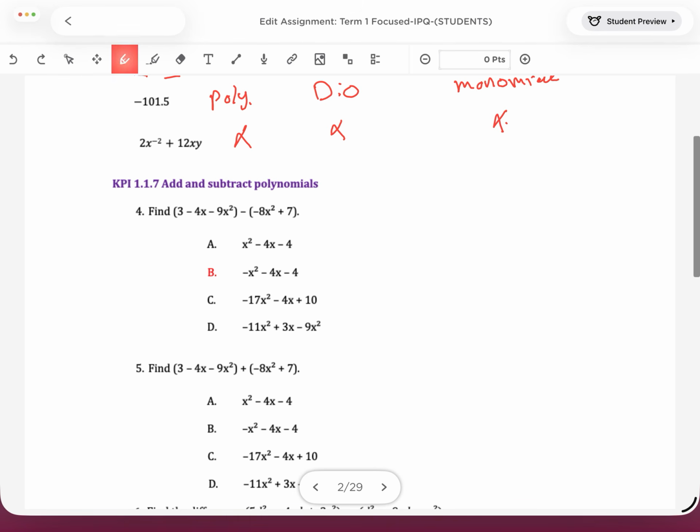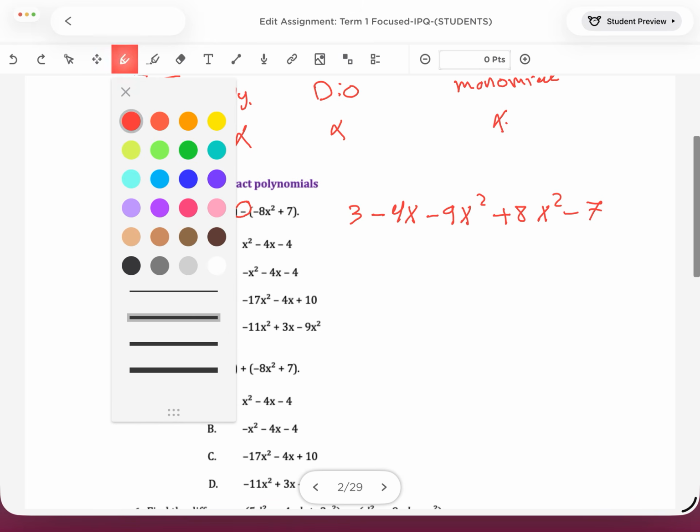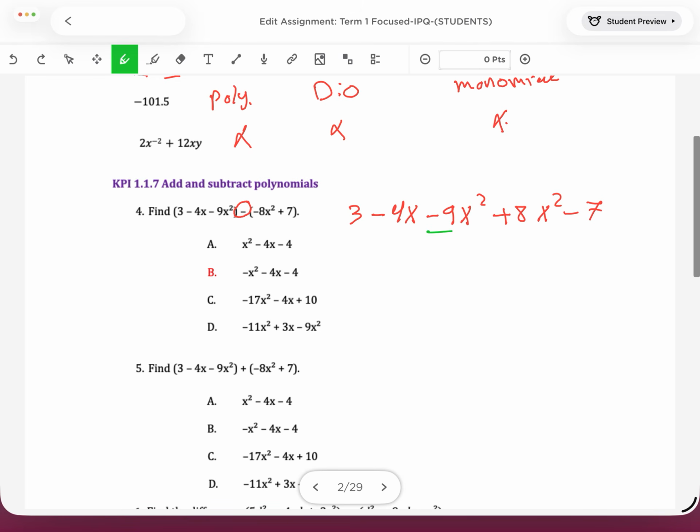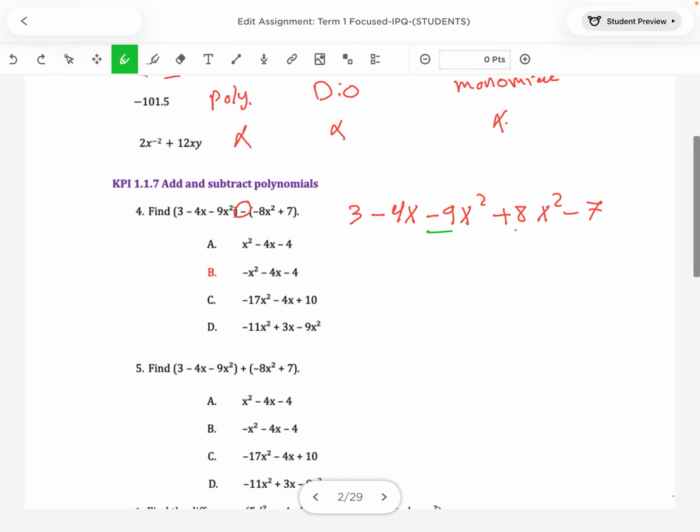The second one, we have to add and subtract. We are subtracting here, so I have to switch the sign of the second bracket. 3 minus 4x minus 9x squared plus 8x squared minus 7. Then I will combine the like terms. Minus 9 plus 8 is negative x squared, minus 4x. 3 minus 7 is negative 4. And the answer is B.